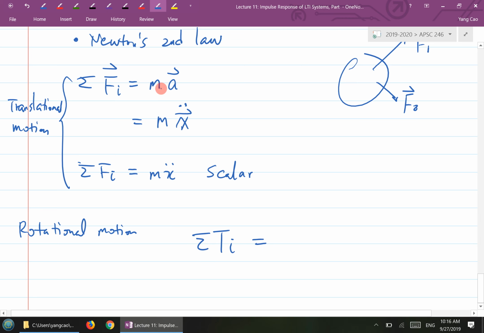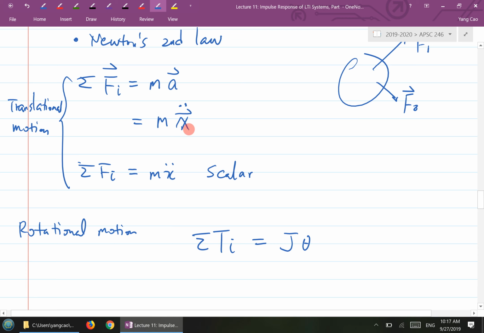Force is related to the mass, and then torque is related to what? Inertia. Moment of inertia. We can use J, sometimes I. J usually represents the polar moment of inertia. So that's more of this. You can use I too.